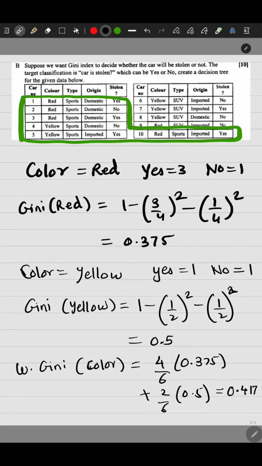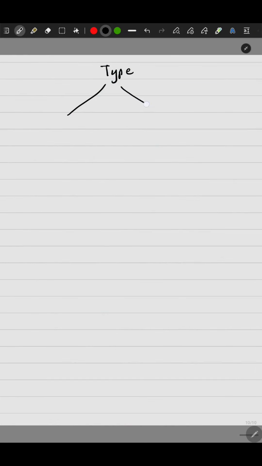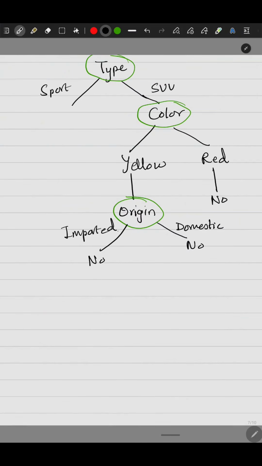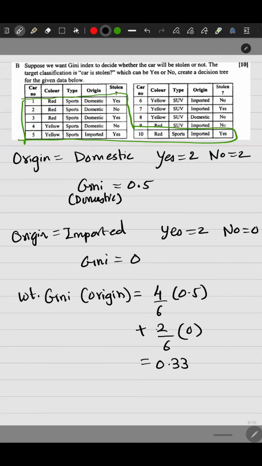Now there is no tie as such. So in sports, I will use origin as the next attribute to split. Let's do the simpler part first. When origin is equal to imported, then it's always yes. When origin is equal to domestic, take a look at the table. There are 4 rows for origin equal to domestic. In these cases, for yellow it's simple. For yellow it's no.